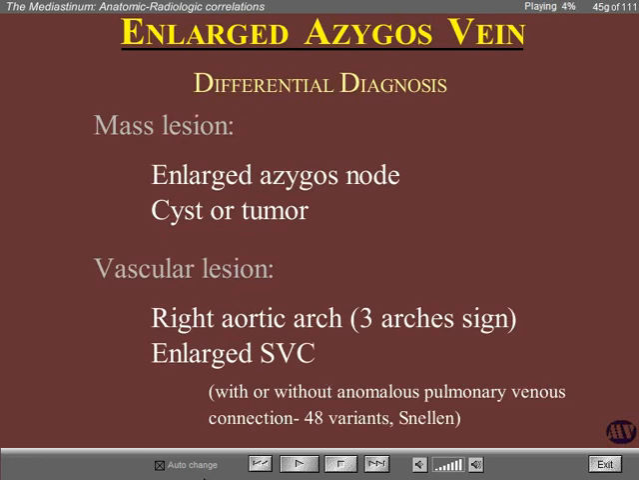The differential diagnosis of enlarged azygos arch includes a mass lesion in the right tracheobronchial angle that could be represented by an azygos node, such as a lymphoma, metastatic disease to the azygos node, and the presence of a cyst or of a tumor. Also, a vascular lesion can mimic an enlarged azygos arch, and that would include a right aortic arch, the so-called three arches sign, and an enlarged superior vena cava with or without anomalous pulmonary venous connection, and there are about 48 variants of anomalous pulmonary venous connection according to Snellen.